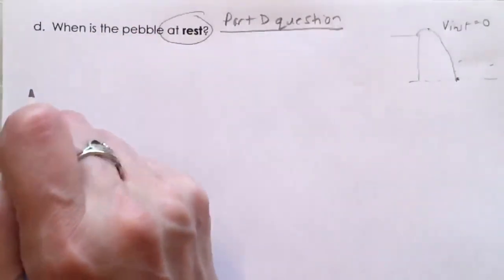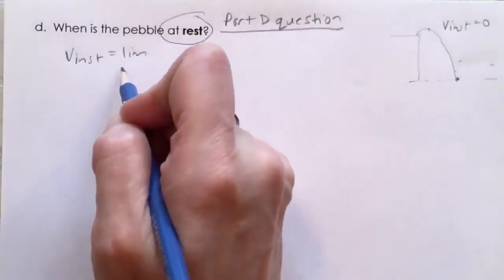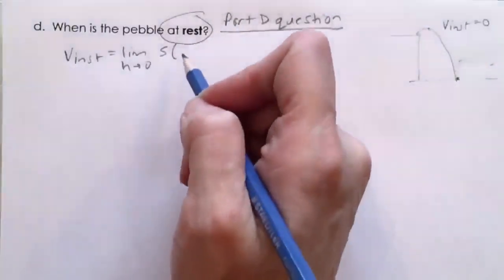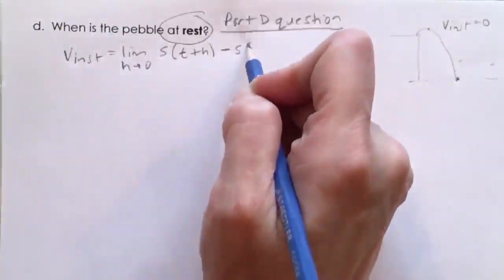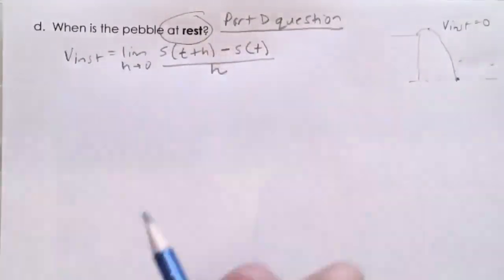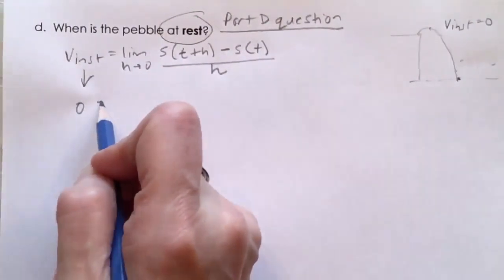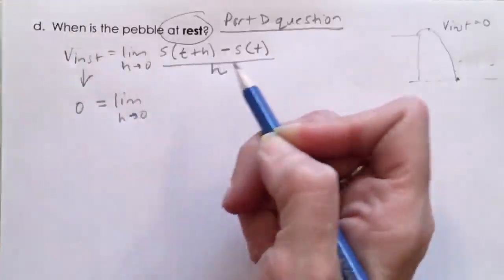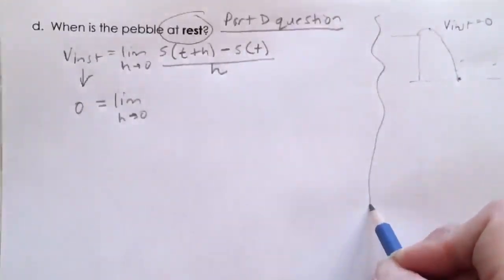So we're going to start off just by getting our formula for instantaneous velocity. So we know that's going to be the limit as h approaches 0 of s at some unknown time, which we'll call t, s at t plus h, minus s at t, that unknown time again, divided by h. Okay, so we do know that v instantaneous is going to be 0 at a certain time, and that's the time that we want to solve for. So in order to solve for time here, we need to find s at t plus h. So we'll do that off to the side here.